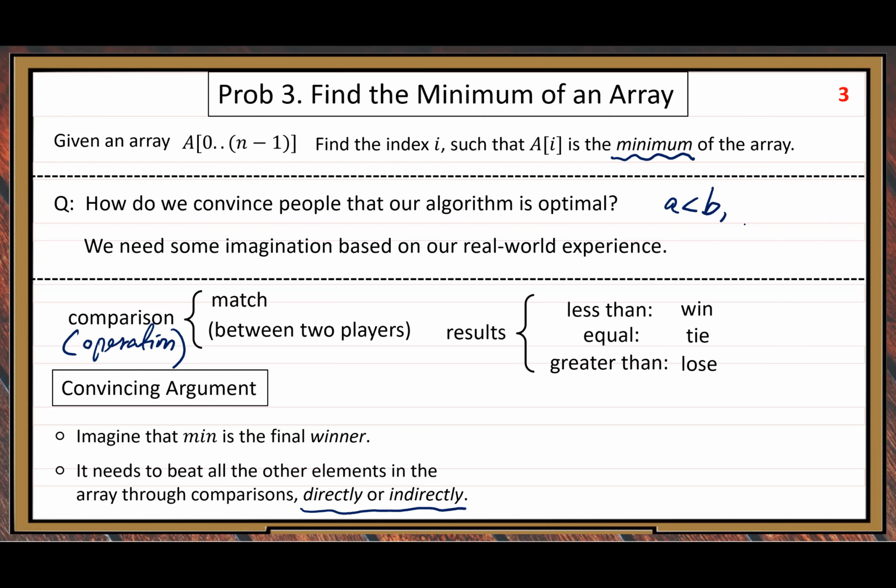That means A beats B, right? B less than C. That means B beats C. Can we have the conclusion that A less than C? Yeah. In math, in inequality, we have this property, right? Transitivity property. In math, this result corresponds to transitivity property.